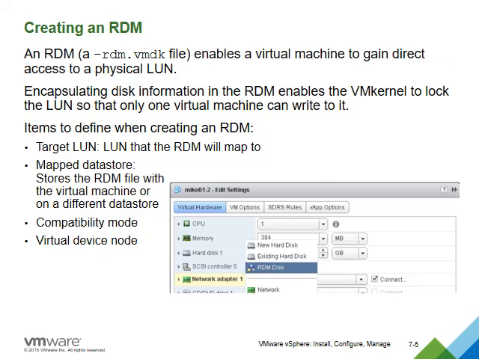Creating an RDM. An RDM, raw device mapping, enables a virtual machine to gain direct access to a physical LUN. Encapsulating disk information in the RDM enables the VMkernel to lock the LUN so that only one virtual machine can write to it. Items to define when creating an RDM: the target LUN, the LUN that the RDM will map to; the mapped data store, that's the data store that stores the RDM file with the virtual machine or on a different data store. You can pick the compatibility mode and the virtual device node.